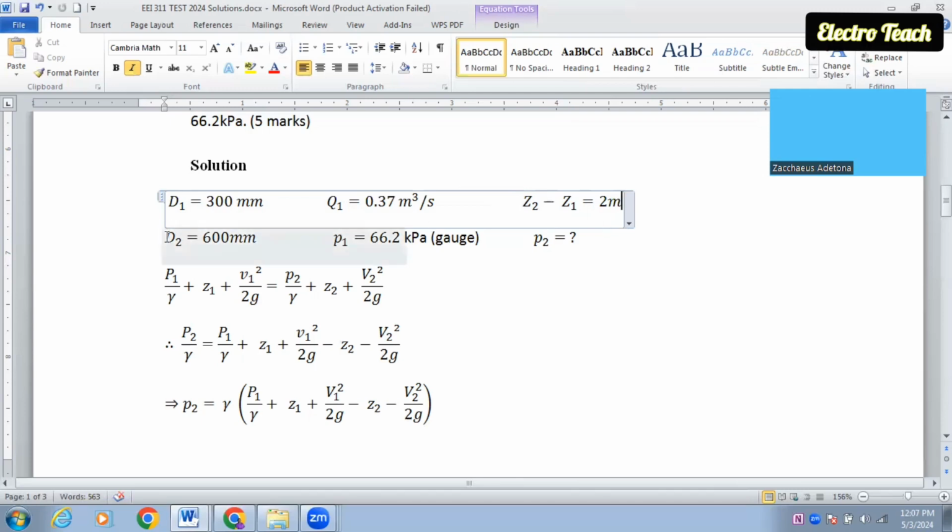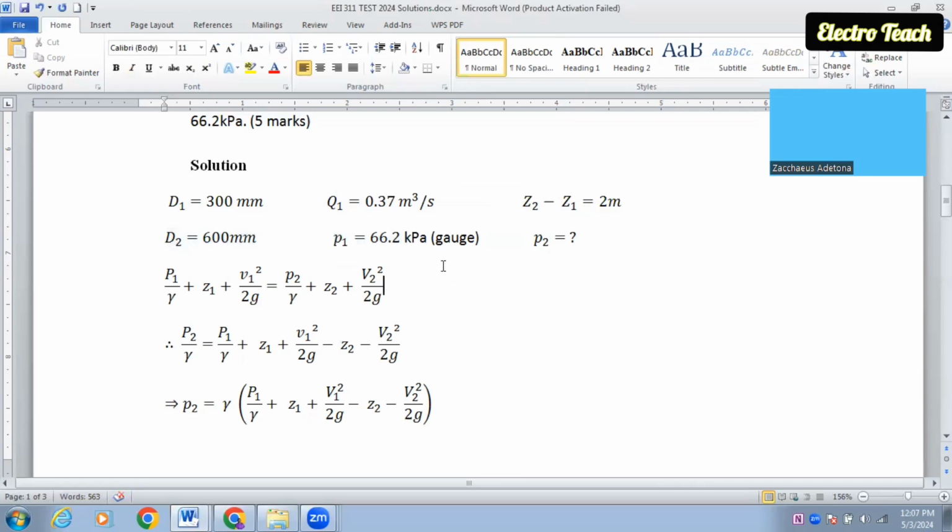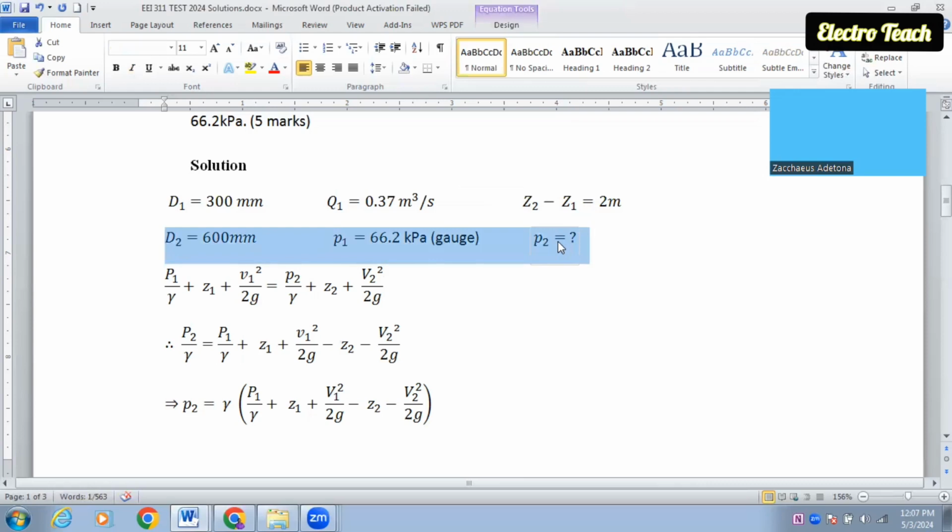The diameter of the pipe at point 2 is also 600 millimeter. And the pressure at point 1 is 66.2 kilopascal. That's gauge pressure. So we want to find out what is the pressure at point B, that is P2. So we will go and approach this problem by employing the Bernoulli's equation, as we have on the screen here.